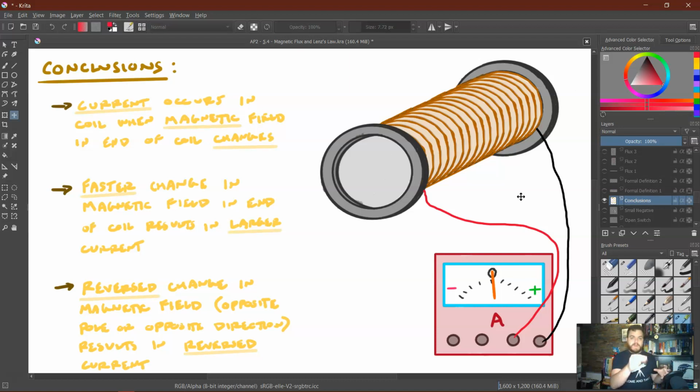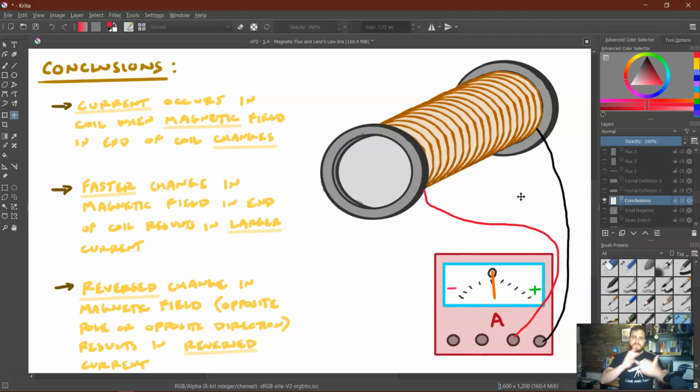When he opened the switch, the magnetic field stopped, so there was a change in magnetic field. It changed the magnetic field near this coil, and once again the current went. So the magnetic field had to be changing for there to be any noticeable current. The next thing he noticed was that a faster change in that magnetic field resulted in a larger current. So when you put the magnet in and out quickly, those current spikes would be larger.